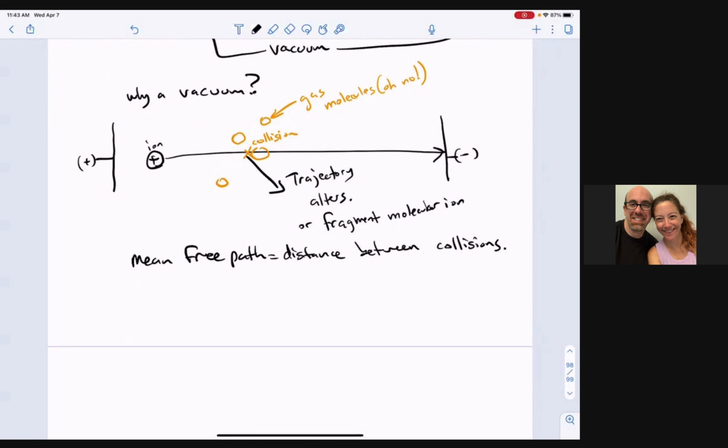In theory, if you want to avoid collisions entirely, your mean free path must be longer than the travel path of the ions. That makes sense. If your mean free path is a meter and your instrument is 10 centimeters long, it has a very low probability, right? 1% probability actually of making a collision in that case. So that's what you want. Okay.